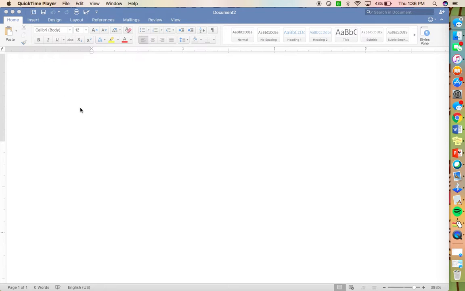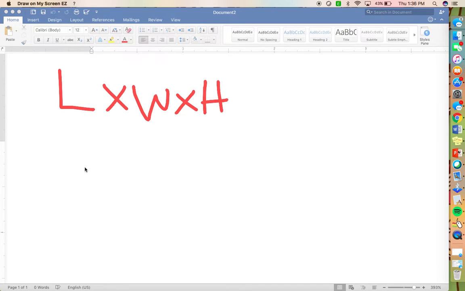It is length times width times height. Easy as that. So first, we're going to start with the cube.